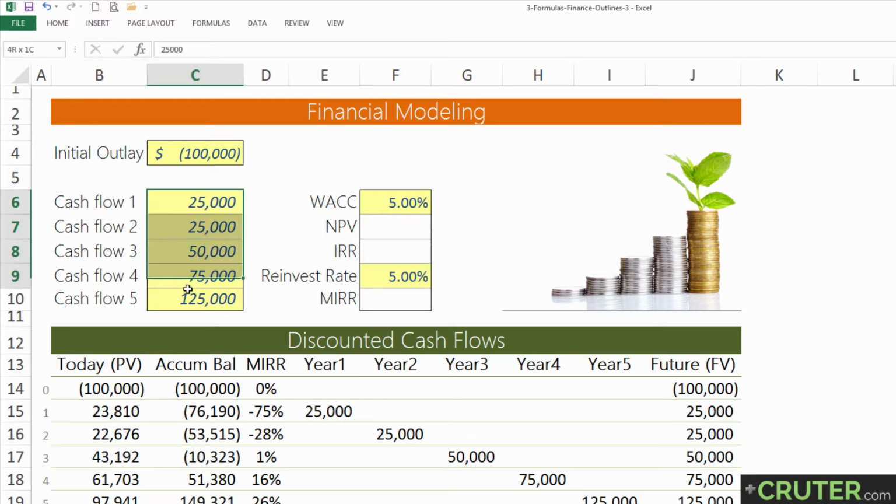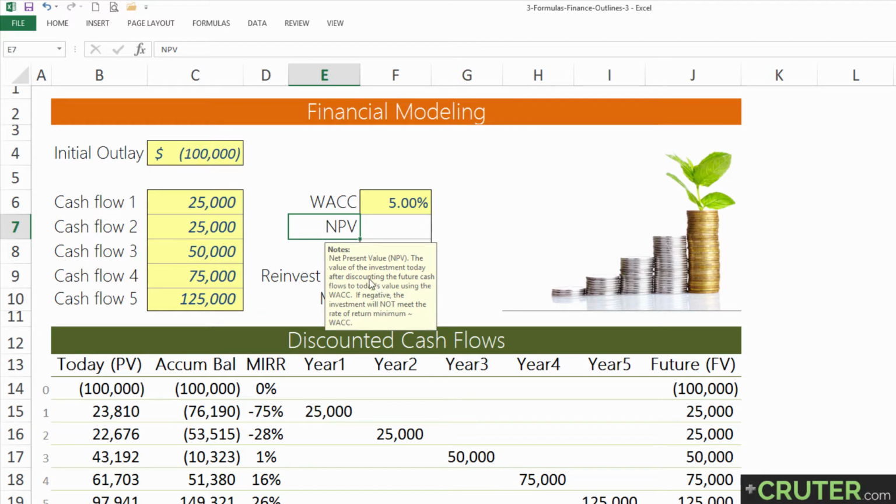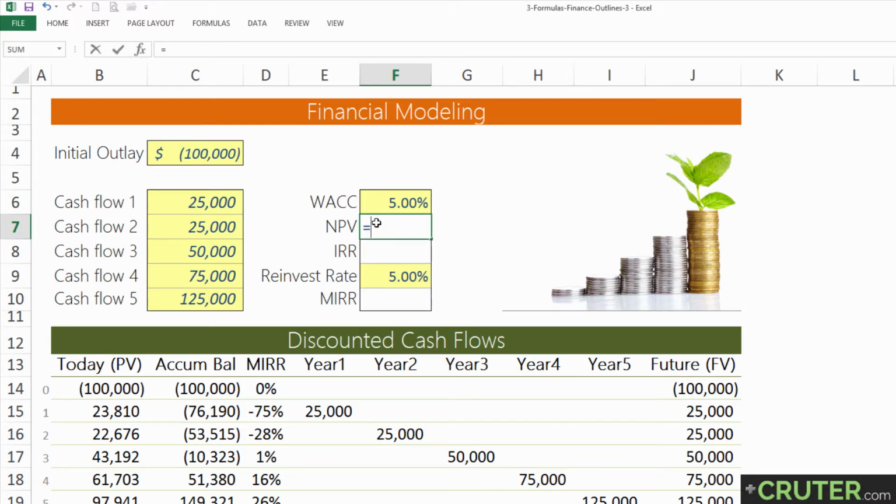Again, these cash flows right here are supposed to happen in the 2nd, 3rd, 4th, and 5th years. So what is this value of $125,000 worth as of today? Not 5 years from today, but literally today. So it should be less. It's discounting the future cash flows to today's value using the weighted average cost of capital. If negative, the investment will not meet the rate of return minimum, which is the WACC, also known as the hurdle rate.